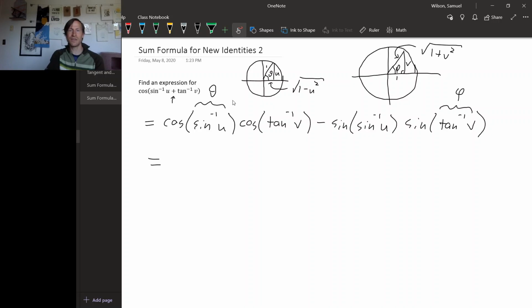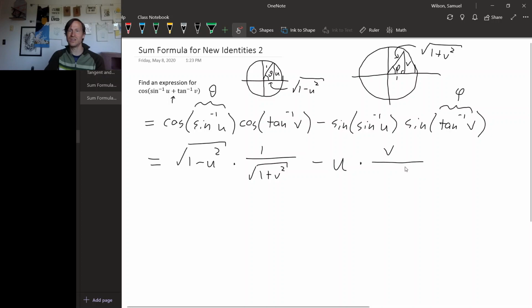So cosine of theta, we can use our diagram. That's adjacent over hypotenuse. So that's the square root of 1 minus u squared, times cosine of inverse tangent of v, so that's cosine of phi. So we can use this diagram to write down cosine, and that's 1 over the square root of 1 plus v squared, minus sine of inverse sine of u, that's u, and then sine of phi, again, we can use the diagram, that's v over the square root of 1 plus v squared.